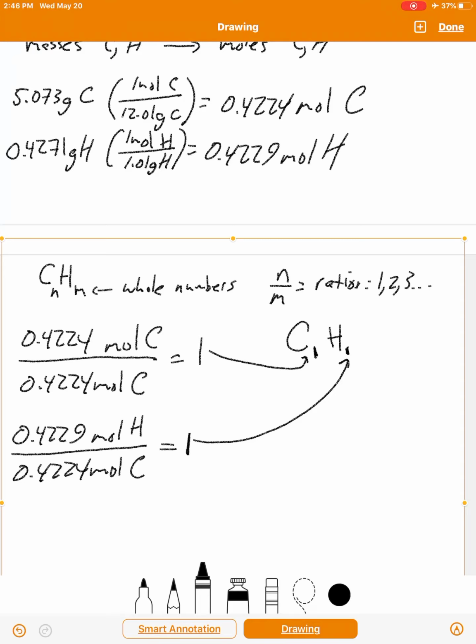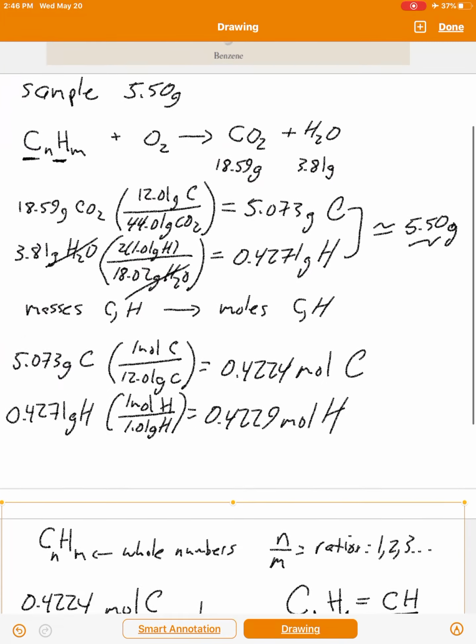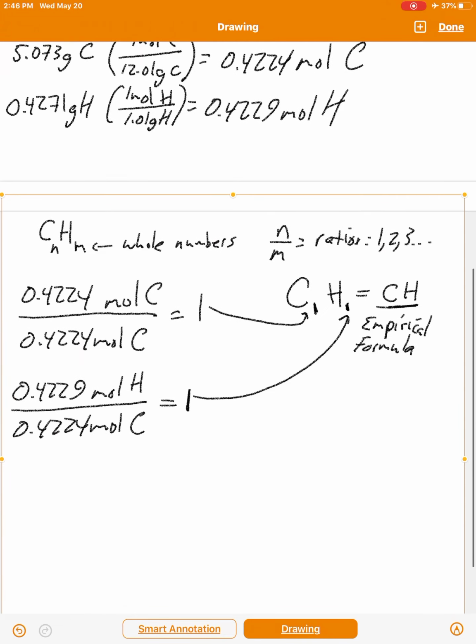So there we go. Now we wouldn't write it as C1H1, we would write it as CH. If the subscript is a 1, we don't write it at all. And there is your empirical formula. Okay? So we ran through that problem. Find the empirical formula of benzene. It appears to be CH.